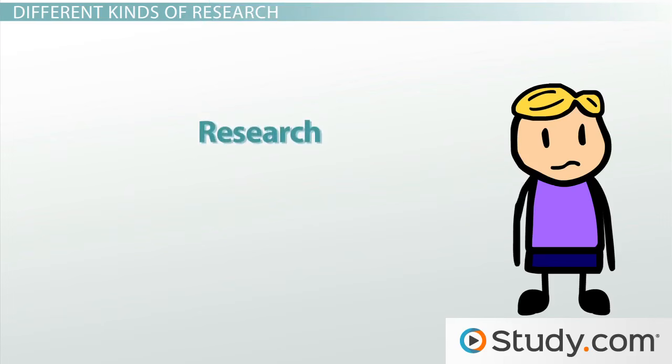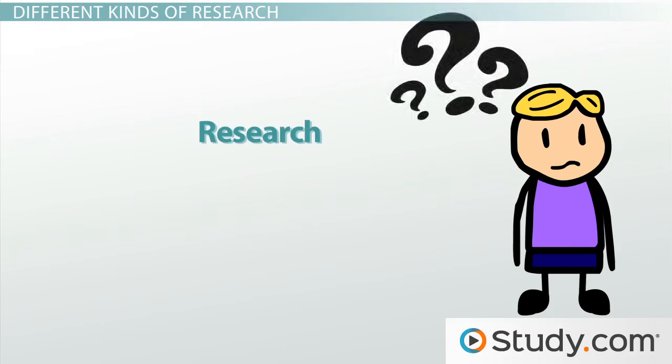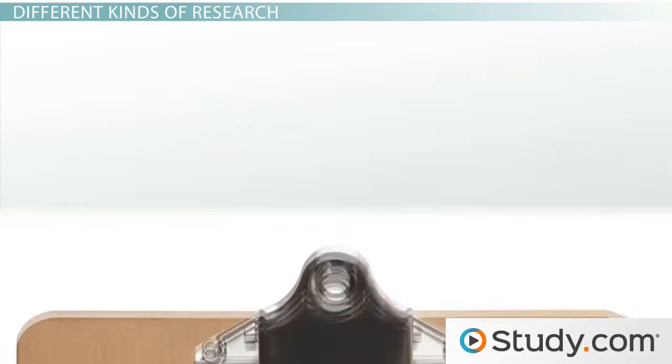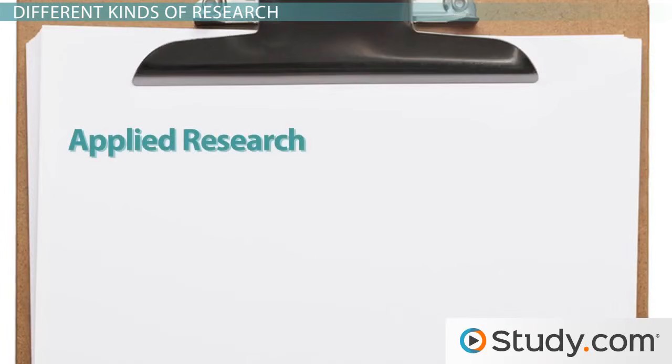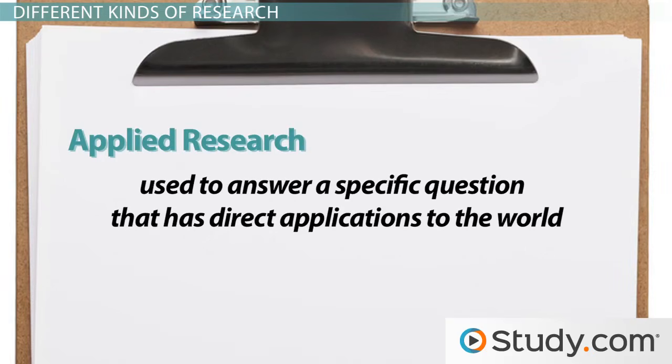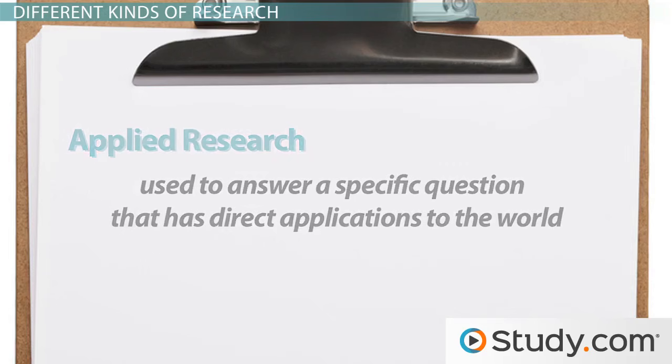One way to make research topics more manageable is dividing the topics by asking the question, what will this be used for? Applied research is one type of research that is used to answer a specific question that has direct applications to the world. This is the type of research that solves a problem. We will look at an example later.